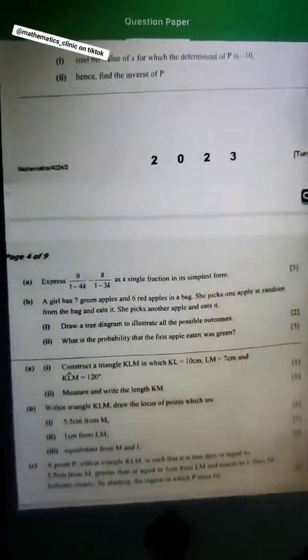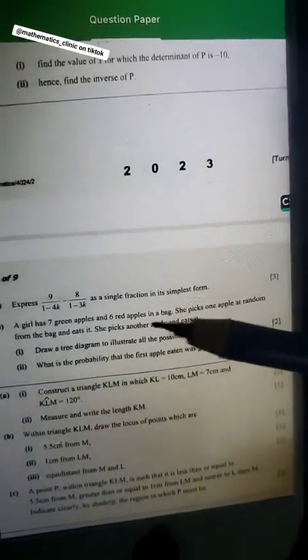A girl has 7 green apples and 6 red apples in a bag. So how many total apples are in that bag? How many apples are in that bag? My good friends, how many apples are in that bag? Combine, 13 apples, eh? Very good. So there are 13 apples.